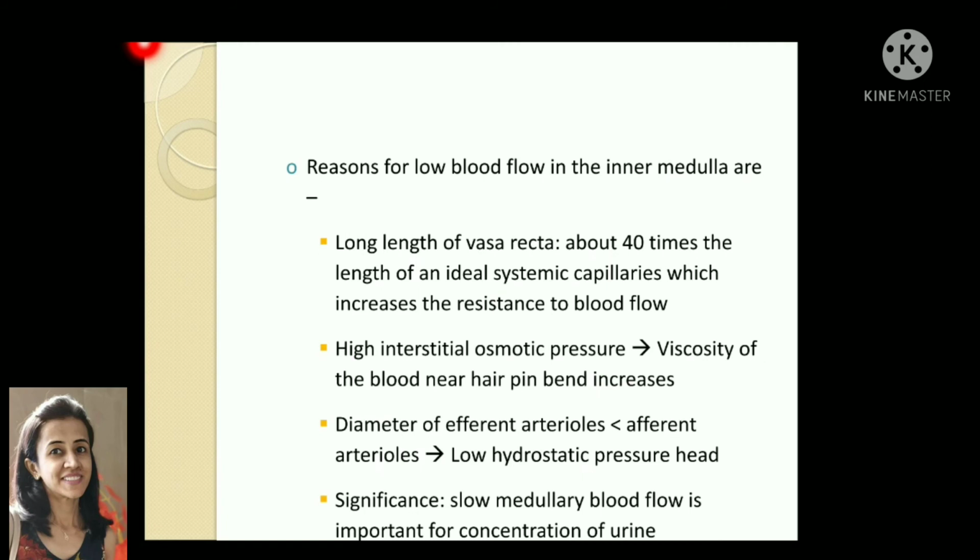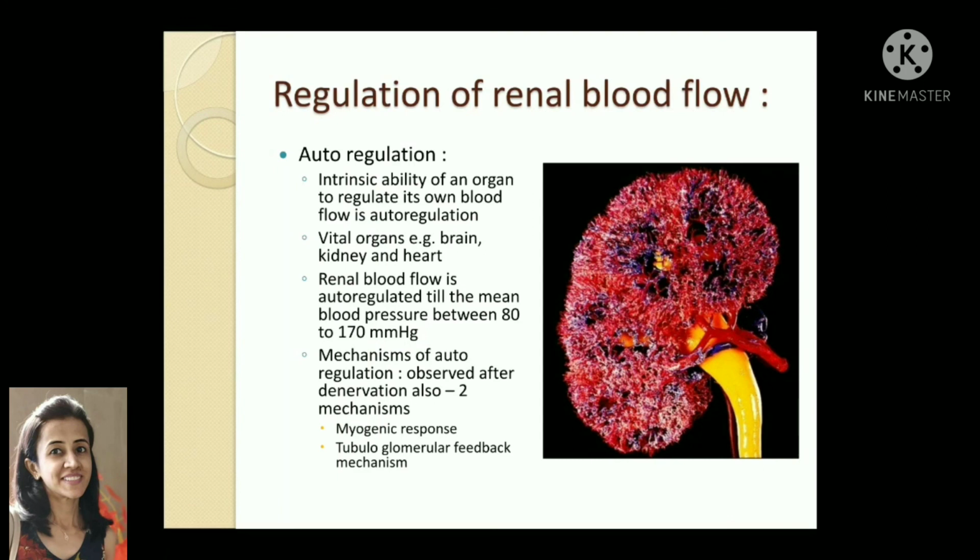Now we discuss regulation of renal blood flow. There are three mechanisms for regulation. One is autoregulation, second is nervous regulation, and third is hormonal regulation. Starting with autoregulation. Autoregulation means the intrinsic ability of an organ to regulate its own blood flow, and it is present in vital organs like brain, kidneys and heart.